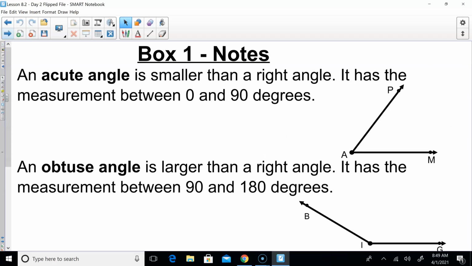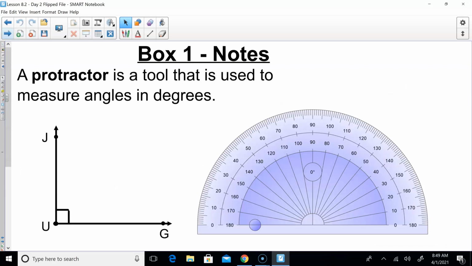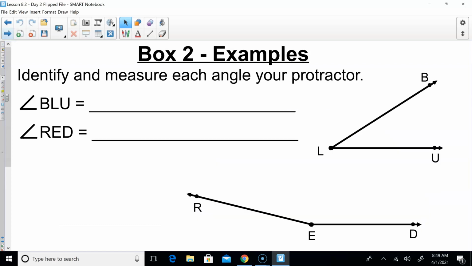We have an acute angle, smaller than 90. We have an obtuse angle, which is bigger than 90. And we have a protractor as our tool that we're using to measure angles. And let's dive right in. So we have some more angles just to practice. We got some colors today. It looks like angle BLU and angle RED.